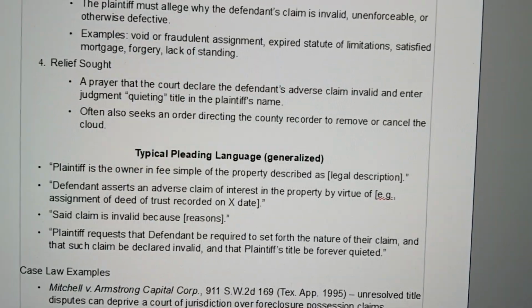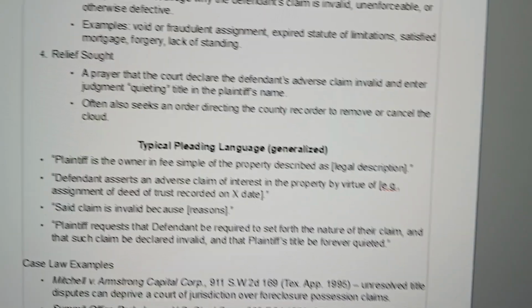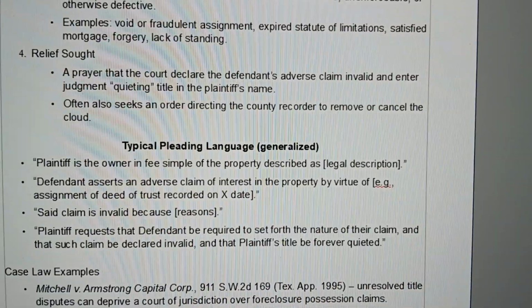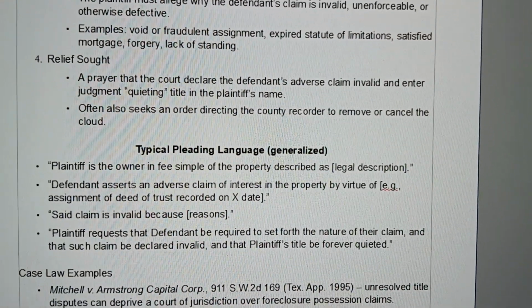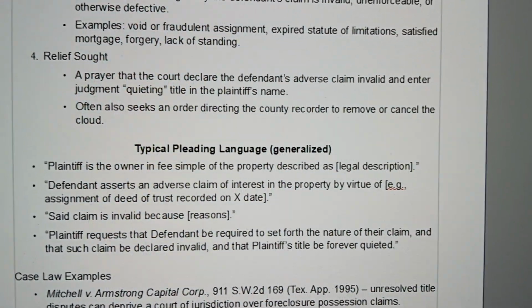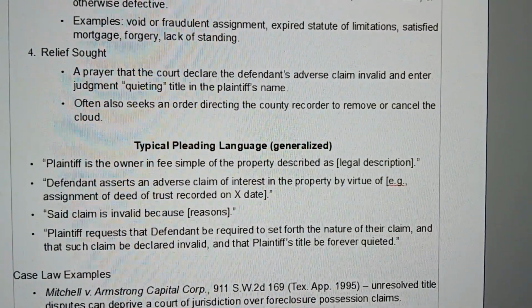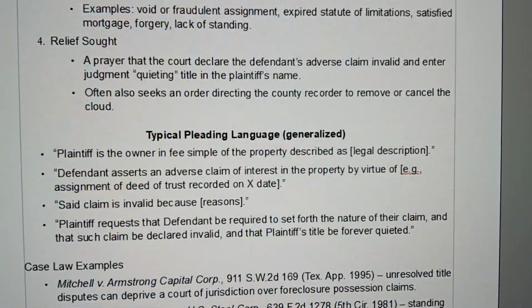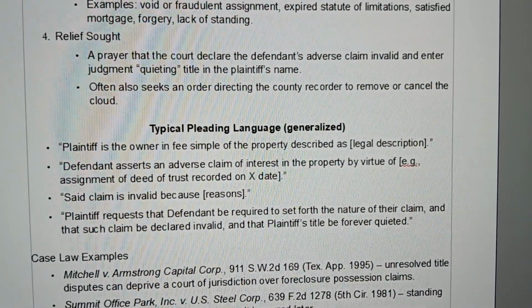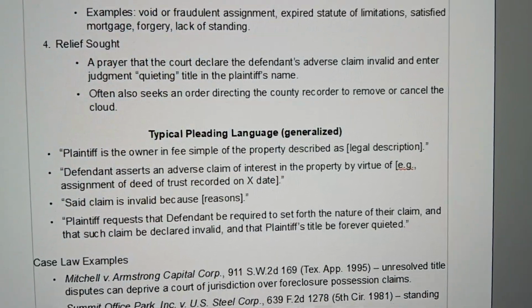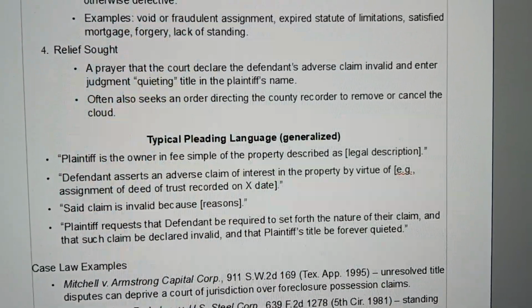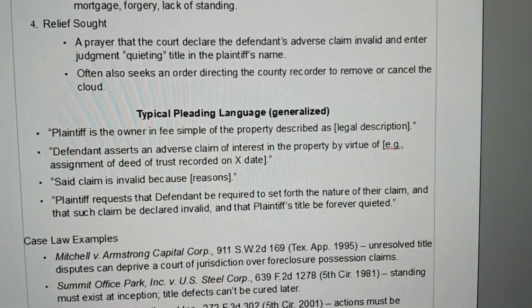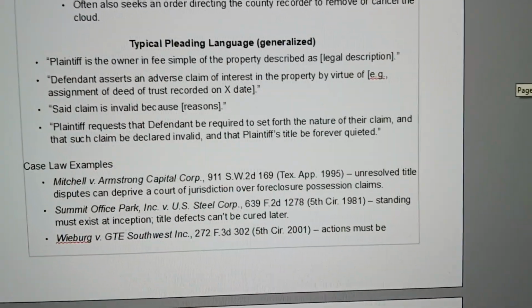Typical pleading language. This is generalized, guys. Plaintiff is the owner in fee simple of the property described as, and then you got your legal description there. Defendant asserts an adverse claim of interest in the property by virtue of assignment of deed of trust, recorded on X date. Said claim is invalid because, and then you have to go over the reasons why it's invalid. Plaintiff requests that defendant be required to set forth the nature of their claim and that such claim be declared invalid and that the plaintiff's title be forever quieted. And then there's some case law samples to look into.